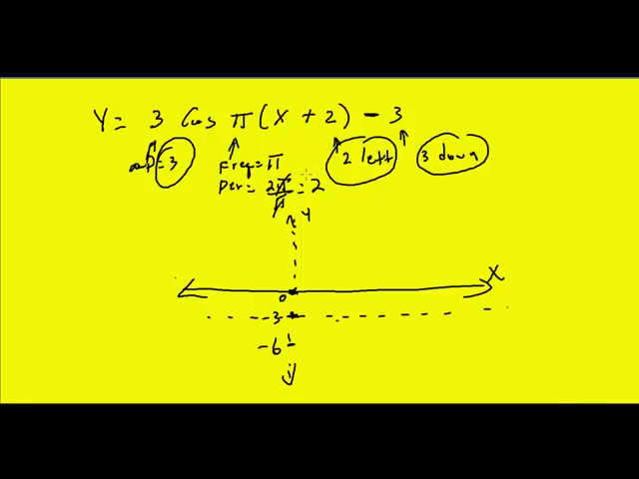Right? Period is 2. So if that's 0, I'm going to go over here, call that 2. Start cutting everything in half. That's going to be 1. It's going to be 1/2. And that's going to be 3/2. That's my period.